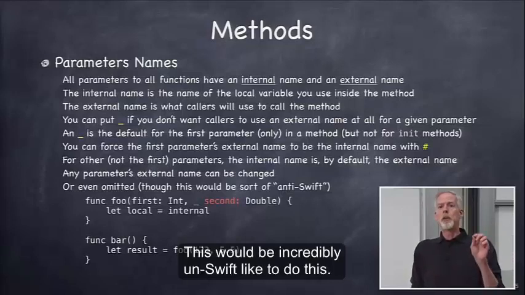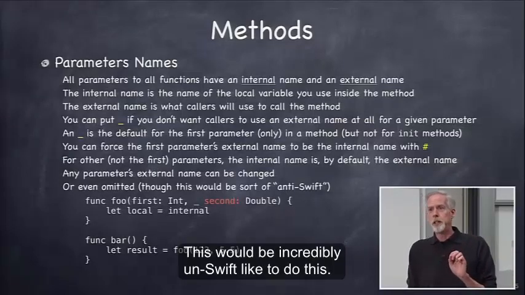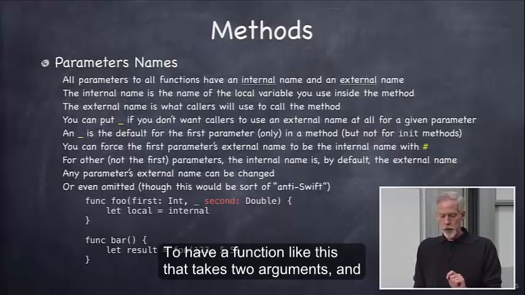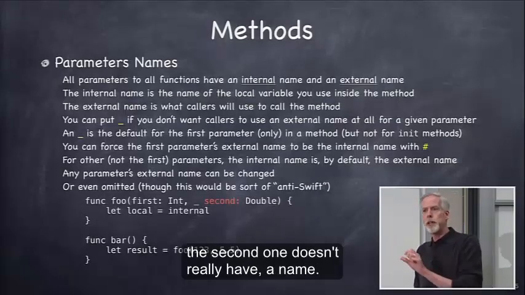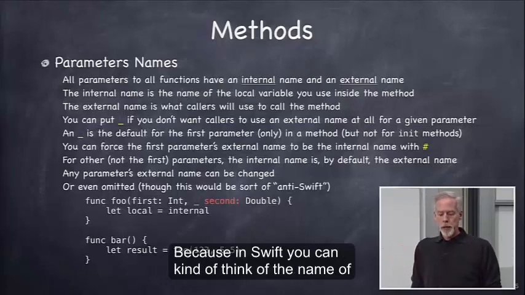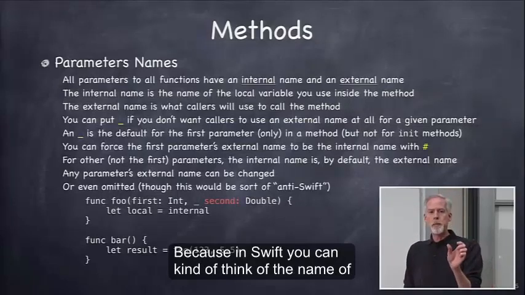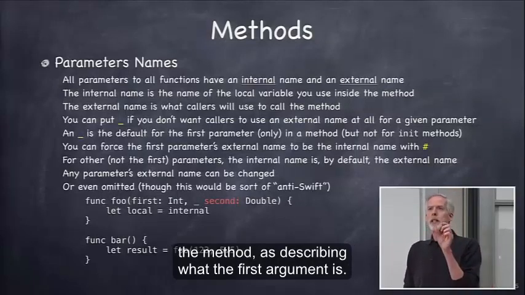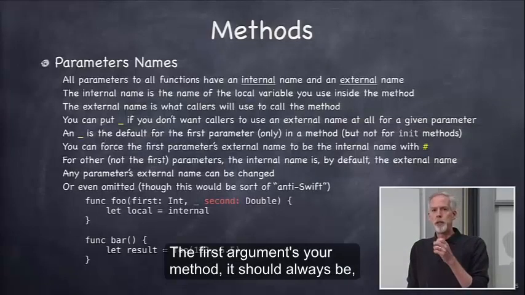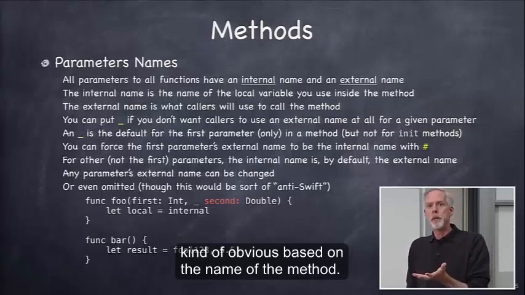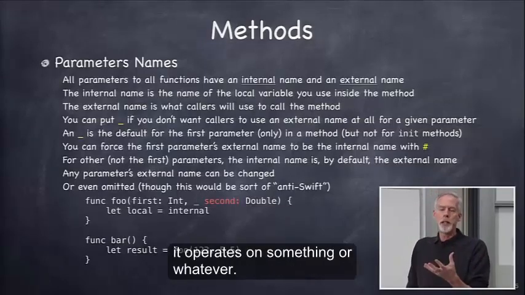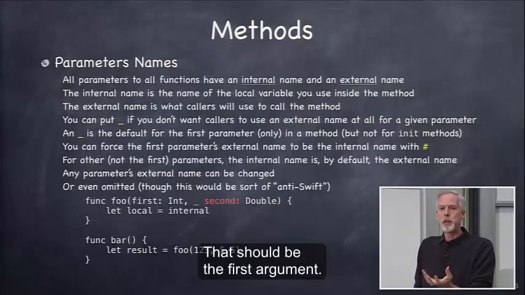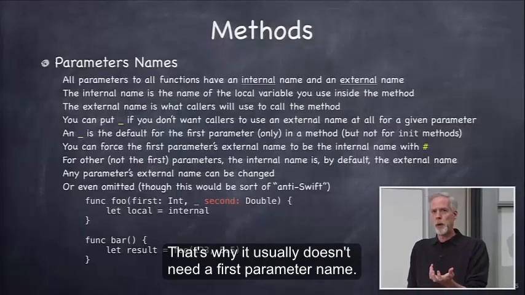This would be incredibly un-Swift-like to do, to have a function that takes two arguments and the second one doesn't really have a name. Because in Swift, you can think of the name of the method as describing what the first argument is. The first argument to your method should always be kind of obvious based on the name of the method, because the method does something, it operates on something. That should be the first argument. That's why it usually doesn't need a first parameter name.